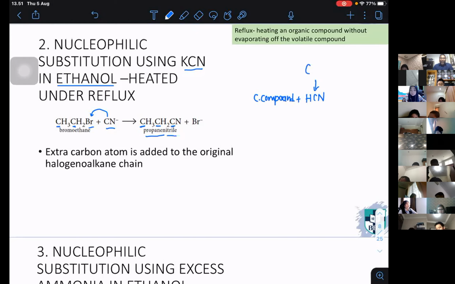But this HCN is prepared in situ. Later we will learn that in situ means in the same reaction vessel, by using NaCN with H2SO4. You can prepare HCN using this, and then they will react. I'll leave it for your own reference; you can check. But this one is going to be different: KCN in the presence of ethanol under reflux. So this is slightly different from the one that you have learned in carbonyl compounds. You can go and read more about this.